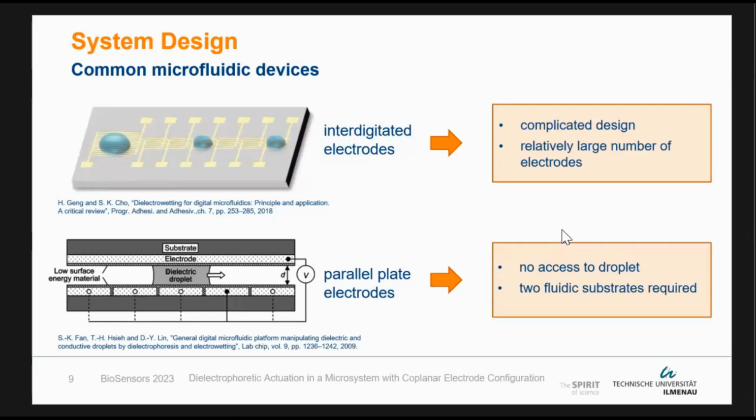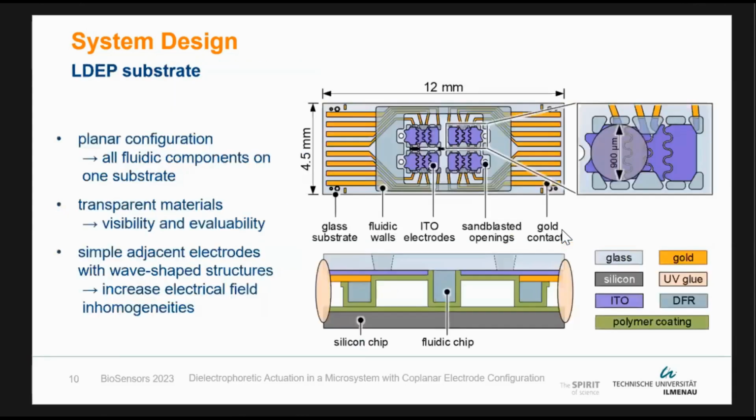Another approach is the use of a parallel plate electrode configuration. This has the benefit that we have a very good penetration of our electrical field into the droplet, but as it is encapsulated, we have no access to our droplet for any operations, and it requires the fabrication and design of two separate fluidic substrates. So for the design that I built, I decided to go for a very simple planar configuration, as we can see it here.